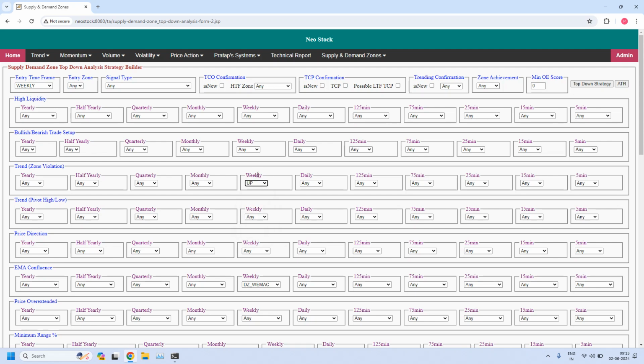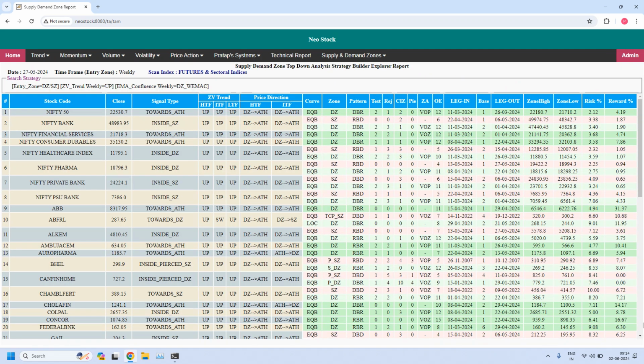If the list is big, then the pivot trend, that is the swing highs and swing lows trend, we will also select as an uptrend. First priority we will give to the zone violation trend, that is a pure supply demand zone price action concept. So all these are demand zones having weekly EMA confluence.